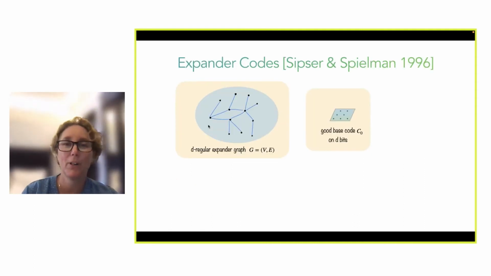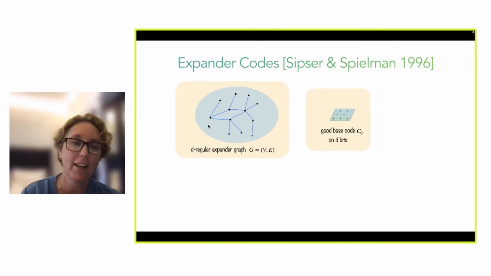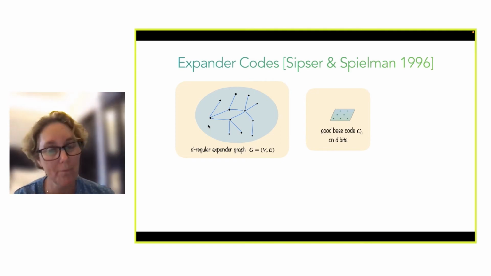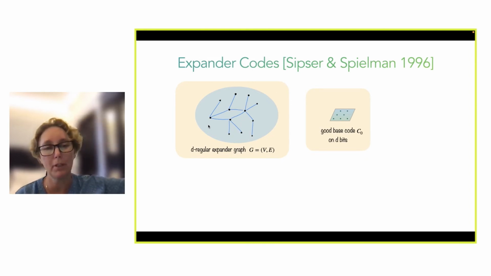Okay, so now I want to tell you in the remaining, I guess, 10, 12 minutes that I have, a little bit about our construction of these locally testable codes. So I'll start by talking about expander codes. These are beautiful codes constructed by Sipser and Spielman 25 years ago. What they do is take one specific base code, C0, on D bits, where D is a constant, like 10, and an infinite family of D-regular expander graphs.